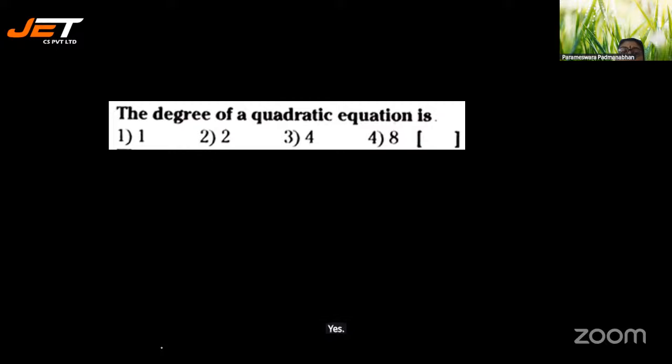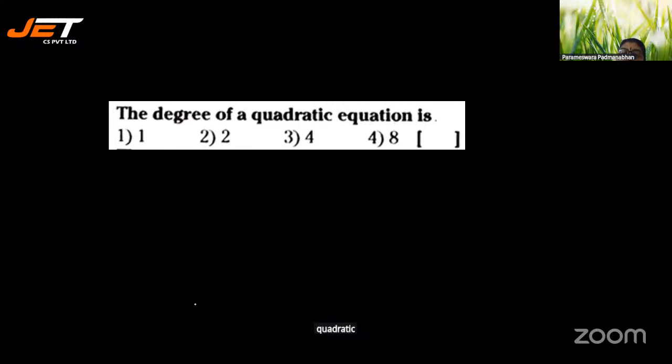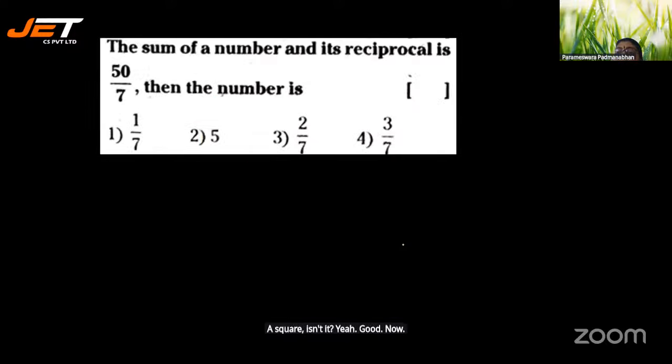Yes, so you can take exactly half a minute, not more than that, because it's a theory question. The degree of a quadratic equation is dash. Right now, let's see the answer. It is 2. Ax square, isn't it? Yeah. Good. Now, let's move on to the next question.